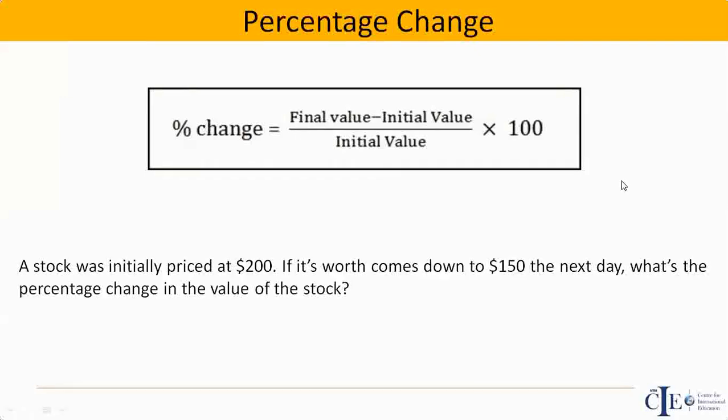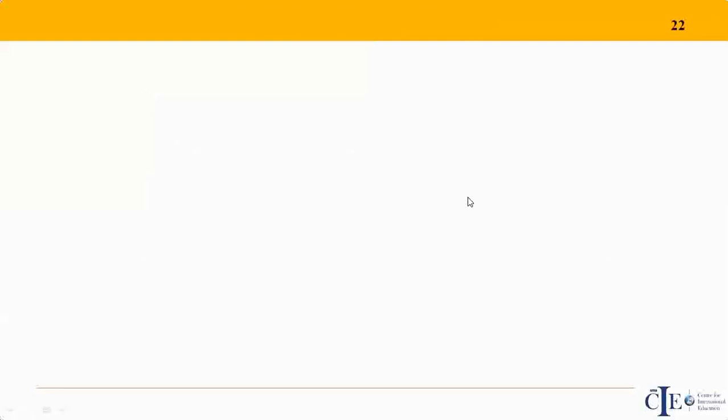Like here in this case, the stock was initially priced at 200. It came down to 150 the next day. What is the percentage change in the value of the stock? What is the percentage decrease it had? Decreased by 50. Okay, the decrease is 50 in absolute value on the original initial value of 200. Right, so 50 on 200, which is 1 by 4, that's 25%. Okay, so it is 25%. So now let's move on to some GRE type questions.